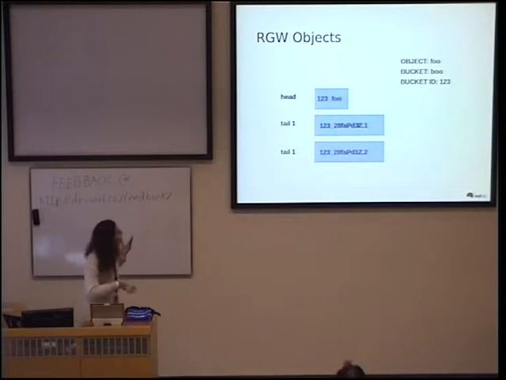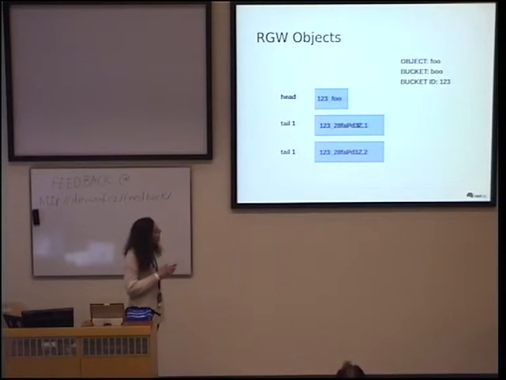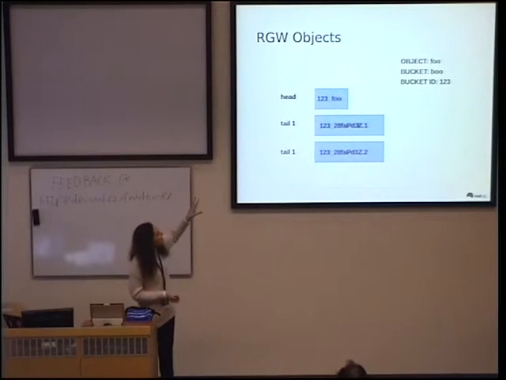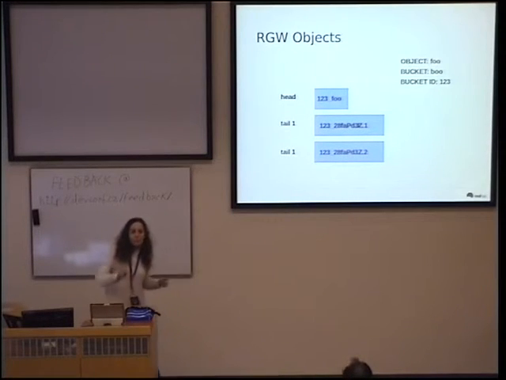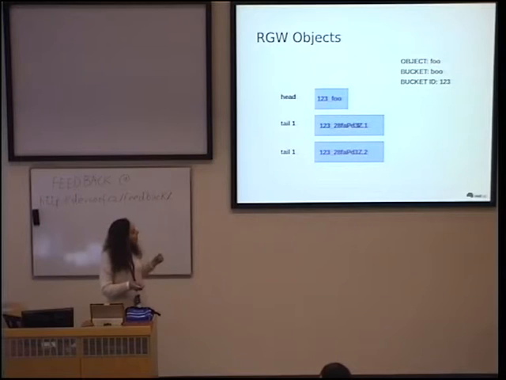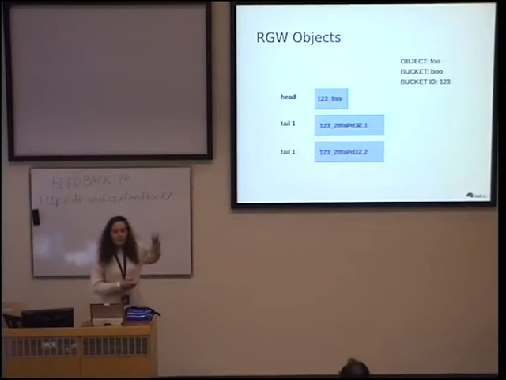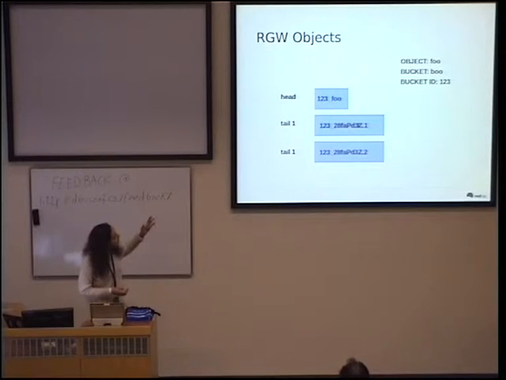Okay, now we have the naming. So we need to identify the object head. It's just the bucket index, a bucket instance ID, and the object name. This is object foo, and the bucket ID is 123. We have a bucket ID because a user can rename the bucket, so we cannot use the bucket name as an identifier. Each bucket has a unique ID, and we use that. And the tail will look quite similar.